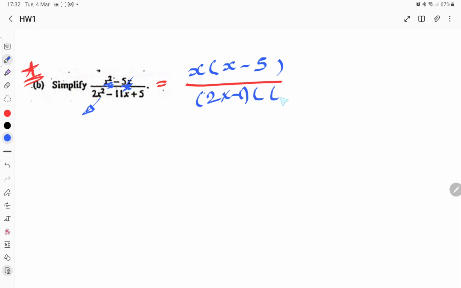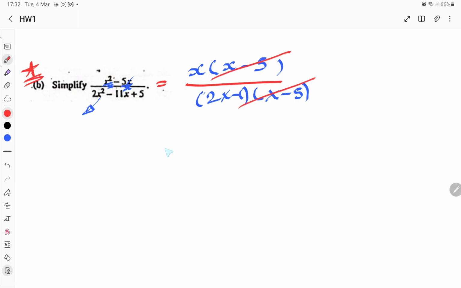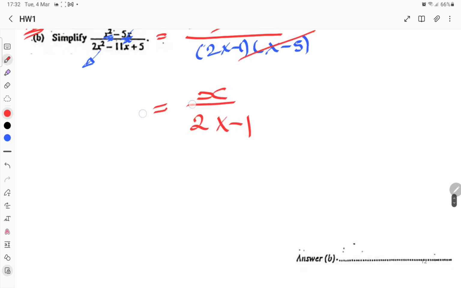2x minus 1 and x minus 5. So if you notice, you're gonna cross out x minus 5 with x minus 5, and you're gonna still have x over 2x minus 1.